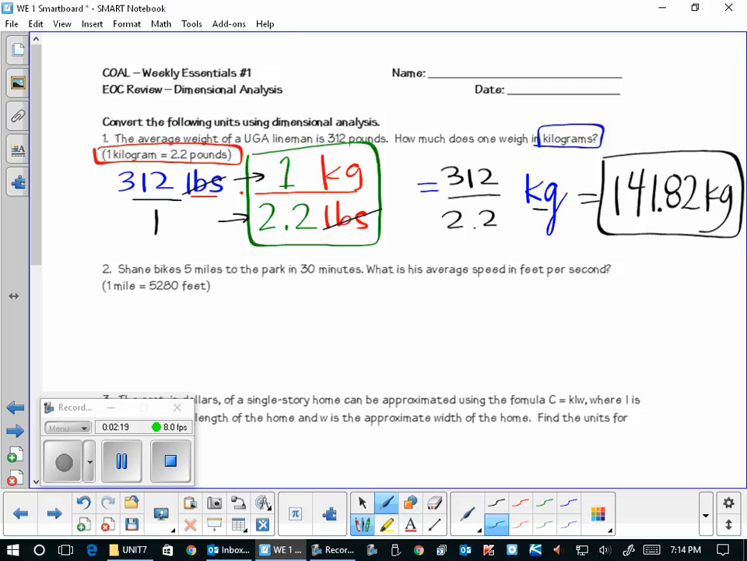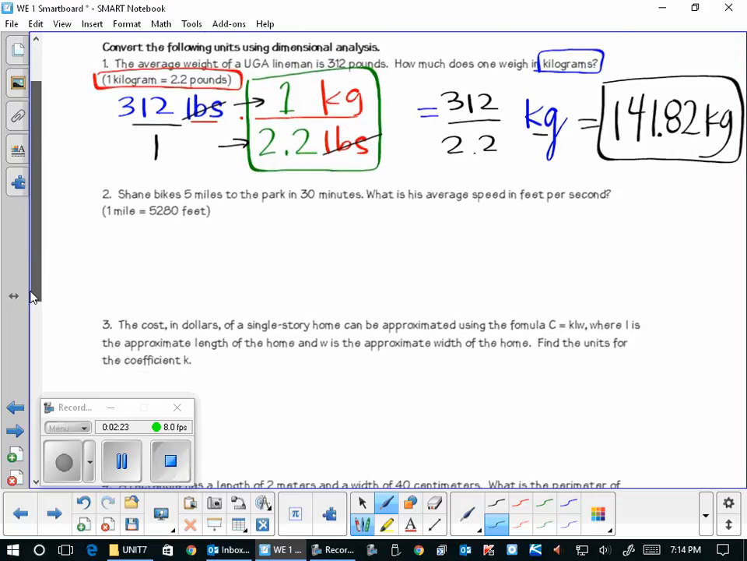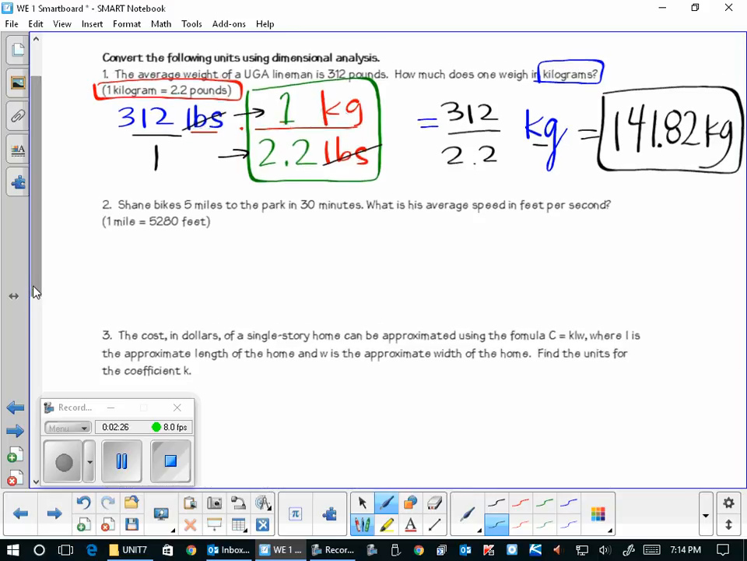All right, so number 1 was just a basic conversion, okay? Number 2, Shane bikes 5 miles to the park in 30 minutes. What is his average speed in feet per second? So now we have a rate because we have miles per minute and we want feet per second. Okay, so we're starting with 5 miles in 30 minutes.